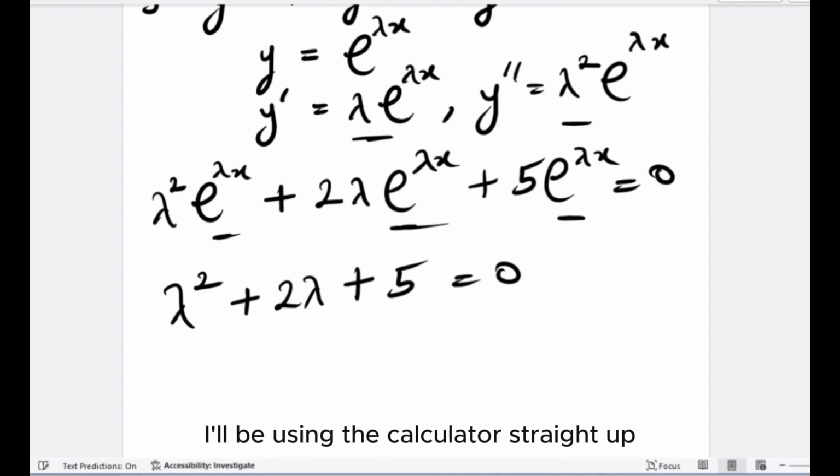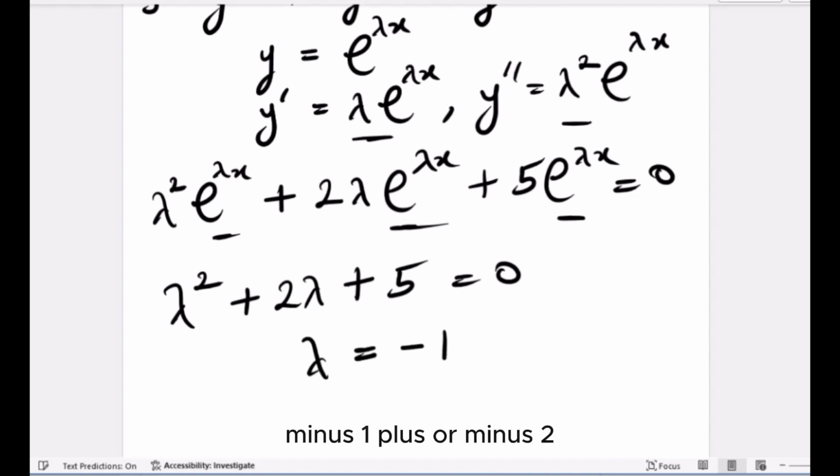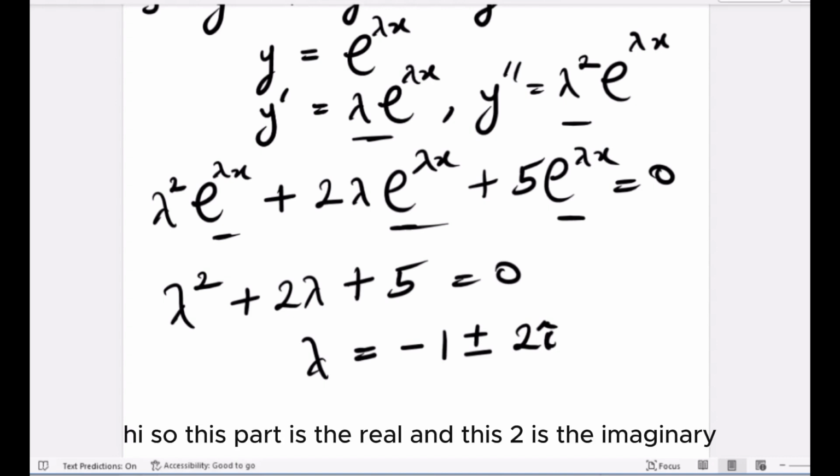This time around, I'll be using the calculator straight up. And you're going to get your answer as lambda equals minus 1 plus or minus 2i. So this part, minus 1, is the real part and this 2 is the imaginary part.